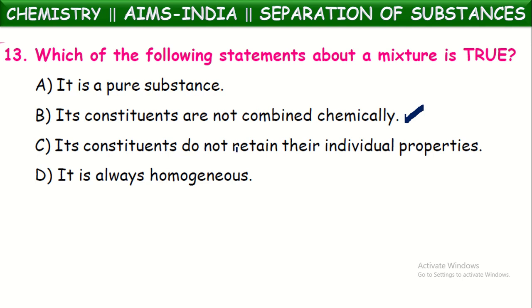And its constituents do not retain their individual properties. It is wrong because their properties are retained after mixing also. It is always homogeneous. No, mixtures are generally heterogeneous, and both homogeneous and heterogeneous kinds of mixtures are available. So the only correct statement about mixtures is this: constituents are not chemically combined.